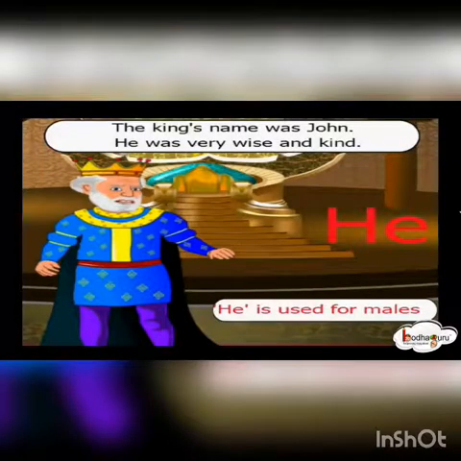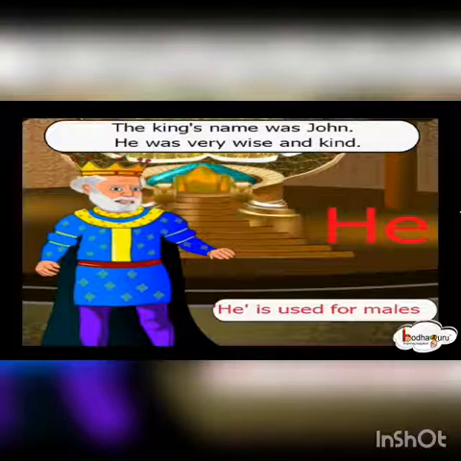The king's name was John. He was very wise and kind. Here, he is used instead of repeating the king. He is a pronoun. He is used in place of a noun that refers to a male, for example, a man's name or a boy's name, king, father, brother, boy, etc.